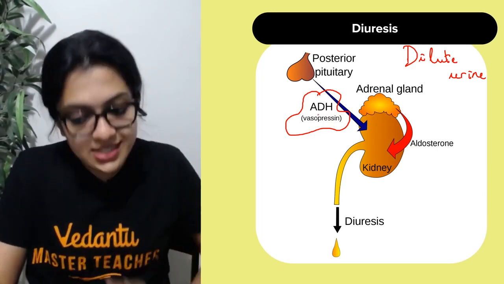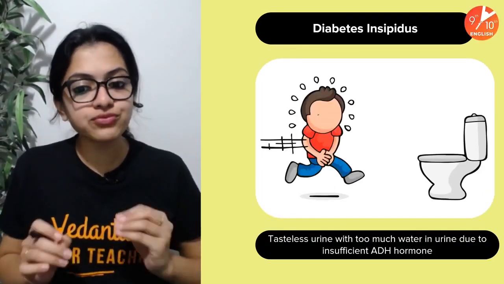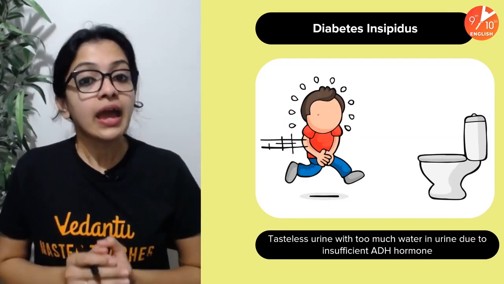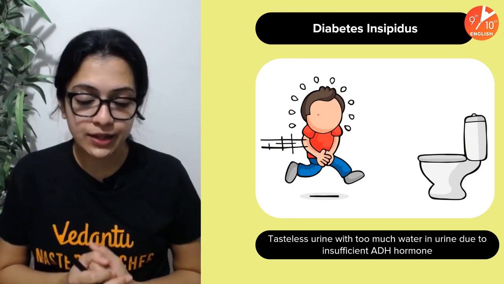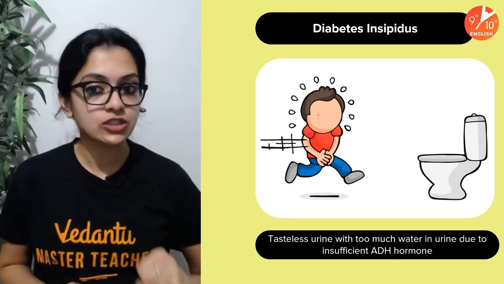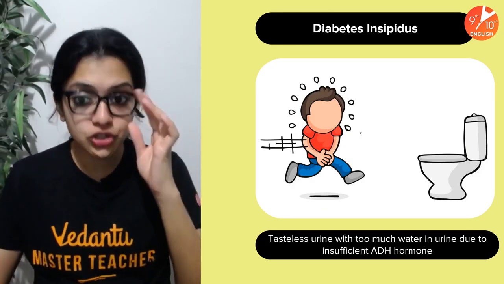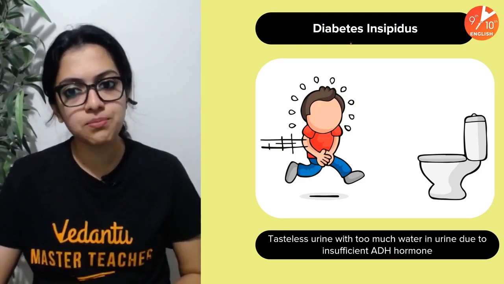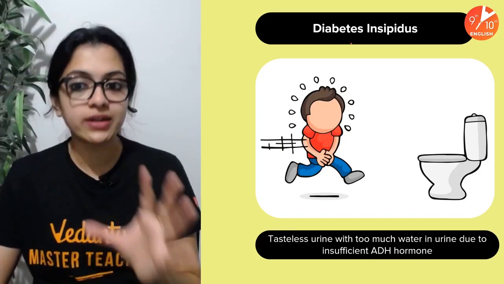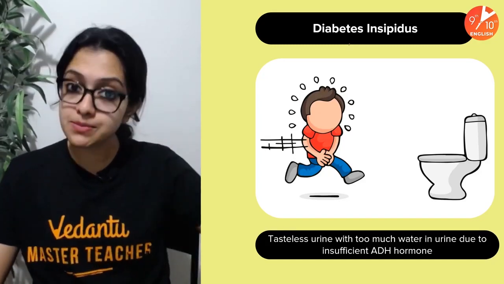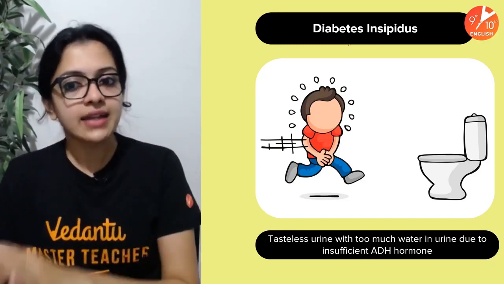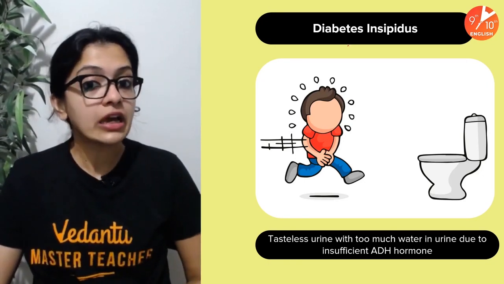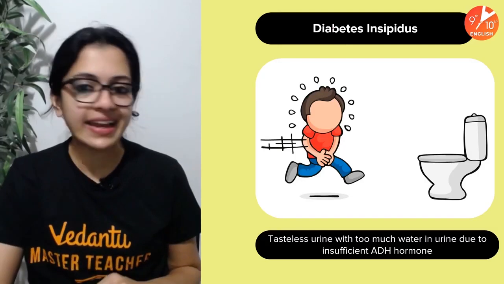Okay, this would mean that if there is an insufficient level of ADH hormone, urine would be excessively dilute. Insufficient ADH hormone could result in a condition called diabetes insipidus. Nothing to do with sugar levels in the body. It's a form of diabetes called diabetes insipidus. Diabetes mellitus is the sugar diabetes. Diabetes insipidus, wherein there is too much water in urine due to insufficient ADH hormone.